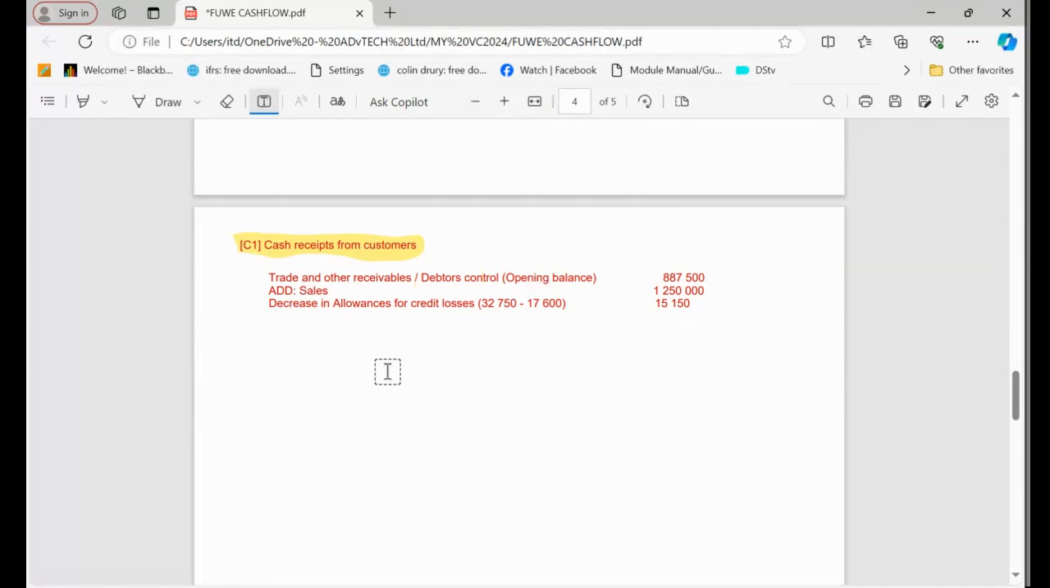Next time you can have something called credit losses. I think you know credit losses are the same as bad debts. If you write off a debtor, it means debtors are less now. Does that make sense? Yes, it does. So if you have bad debts, you are supposed to put them here in brackets.